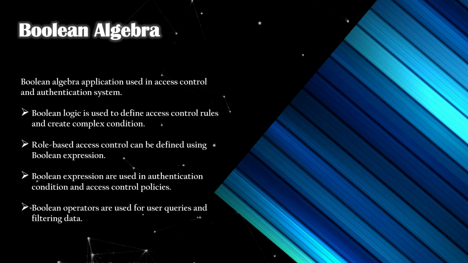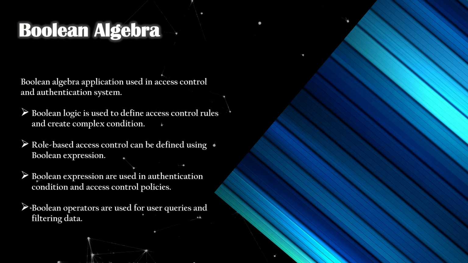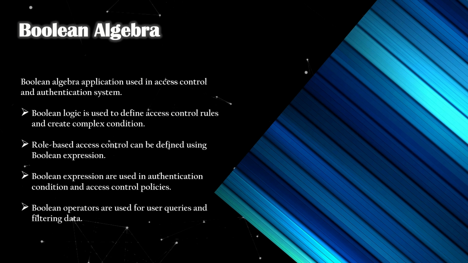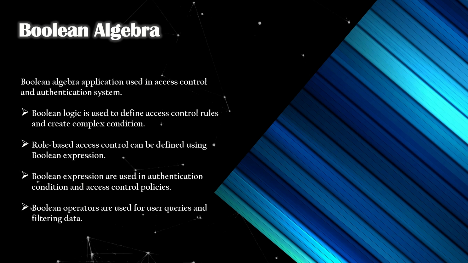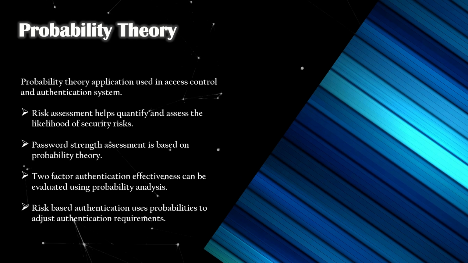Now we will talk about Boolean algebra applications in access control and authentication systems. Boolean logic is used to define access control rules and create complex conditions. Role-based access control can be defined using Boolean expressions. Boolean expressions are used in authentication conditions and access control policies. Boolean operators are used for user queries and filtering data.